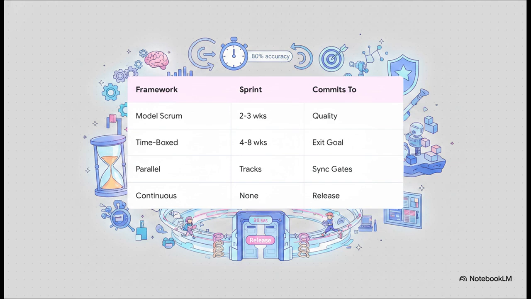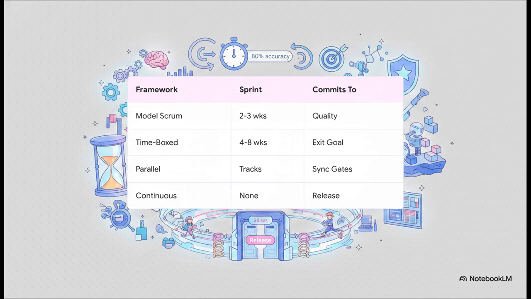Let's organize all this unpredictable work. There are essentially 4 distinct frameworks you can adopt, and it really depends on your specific team's structure. First up is model-focused Scrum. Sprints run 2 to 3 weeks, but here is the key difference. Instead of committing to shipped features, the team commits to reaching the next quality milestone. For example, maybe the goal is just reducing hallucination rates by 10%.